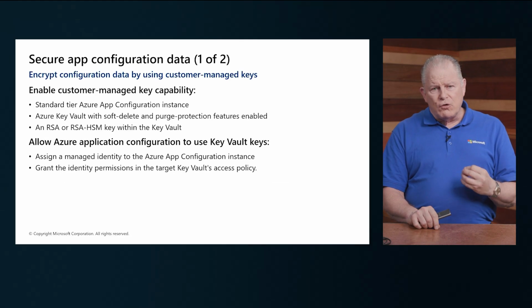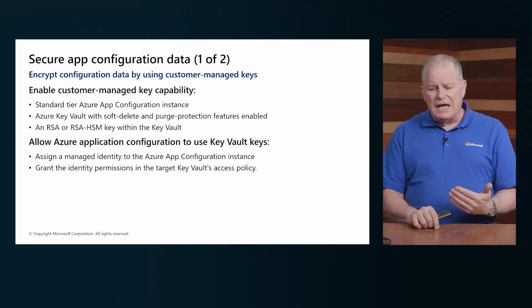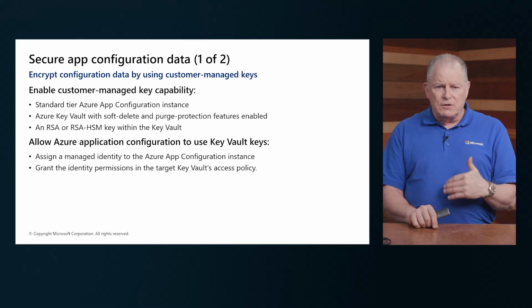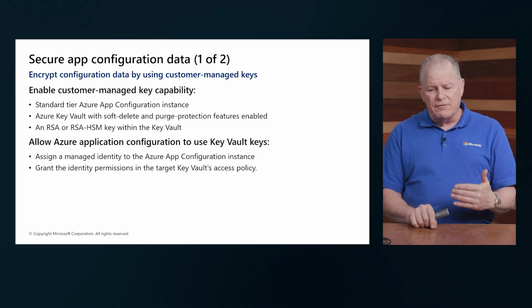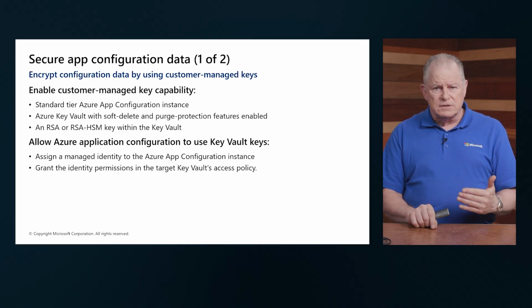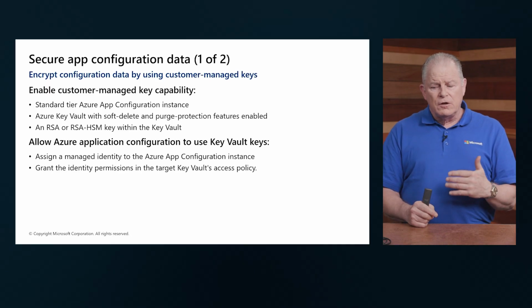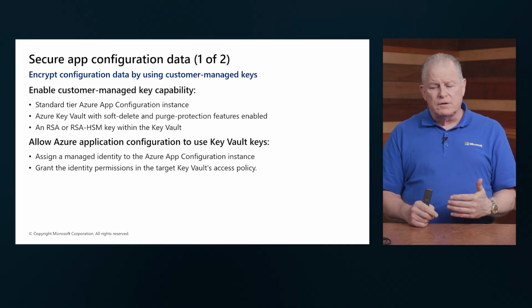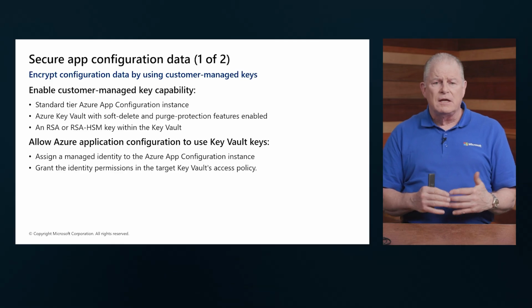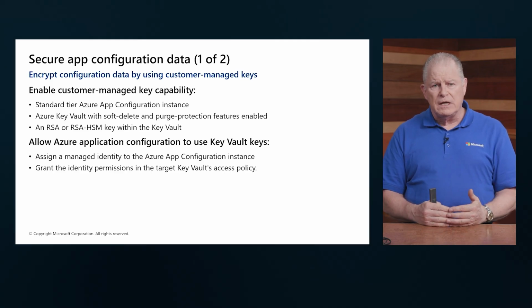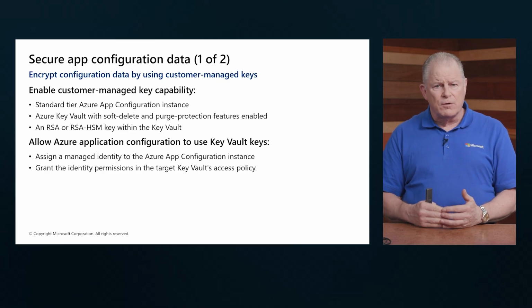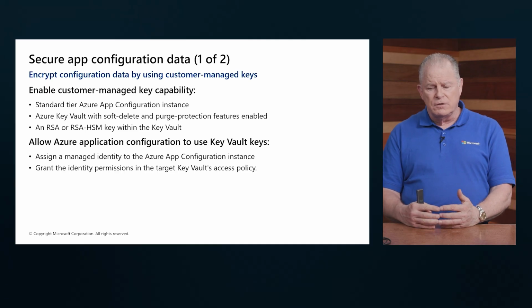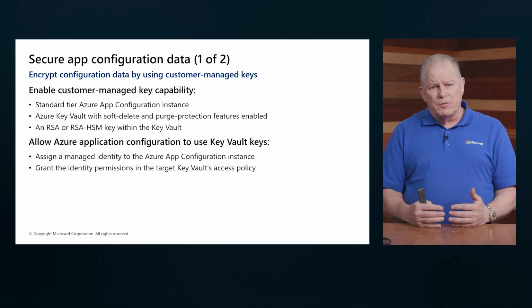When you take a look at encrypting the configuration information, this can be done. There are some elementary things that you need to do first. From a customer perspective, you need to enable customer managed key capacity. You're going to have a standard tier Azure App Configuration instance created. You're going to want to go into the key vault with soft delete and purge protection enabled on that. We covered key vaults in a previous recording. And you're going to want either an RSA or an RSA-backed HSM, hardware security module, at the key vault you're dealing with. We've talked about this in other components as well.